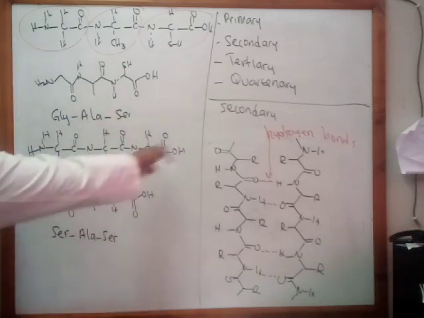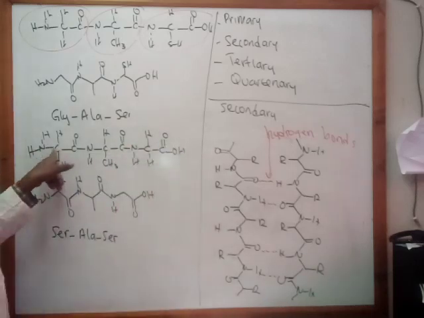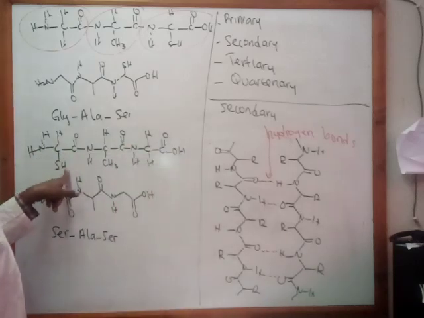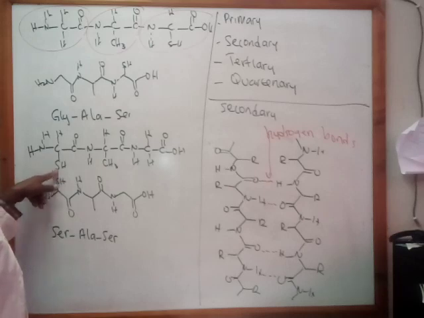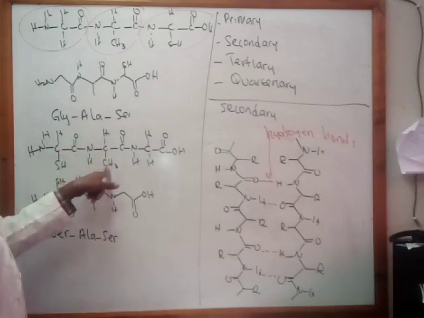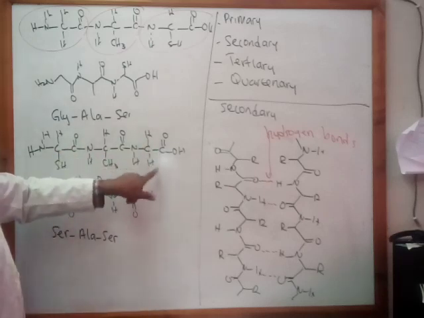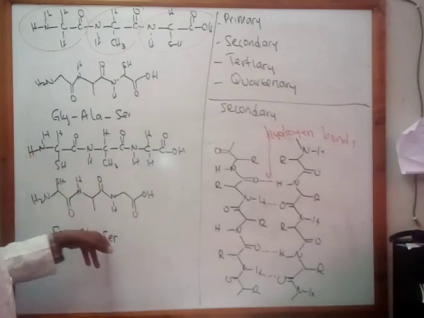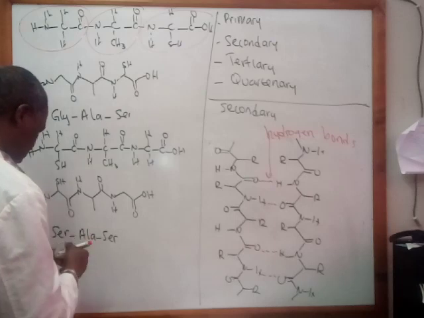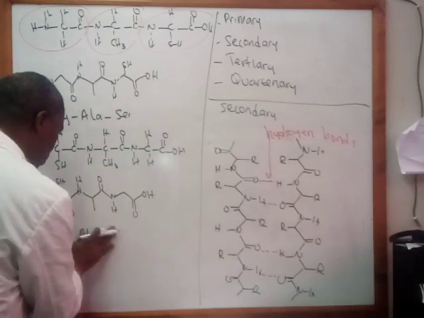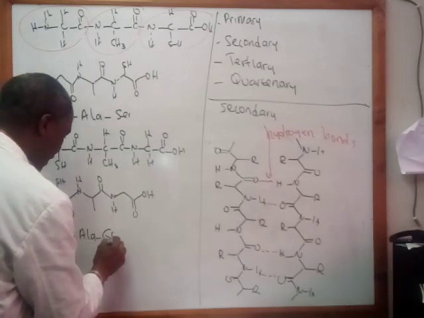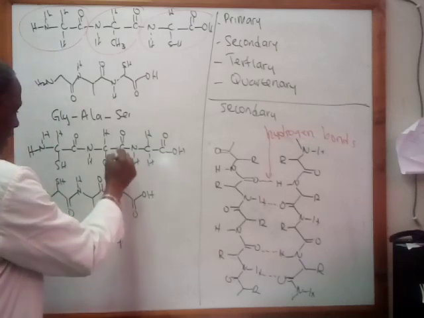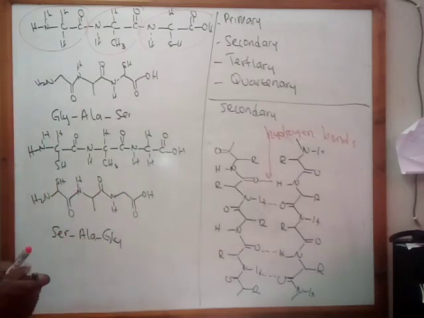I've just tried to draw another one here. So there is the NH, there is the SH here. So this is serine. The next one is CH3, that is alanine. The third one is hydrogen, so that is glycine. So this is the same as serine joined to alanine joined to, sorry, the third one is supposed to be glycine, yeah, because the R group is hydrogen here.